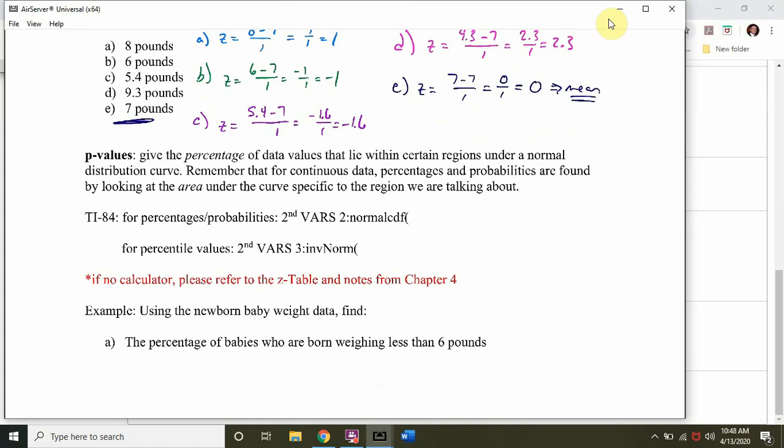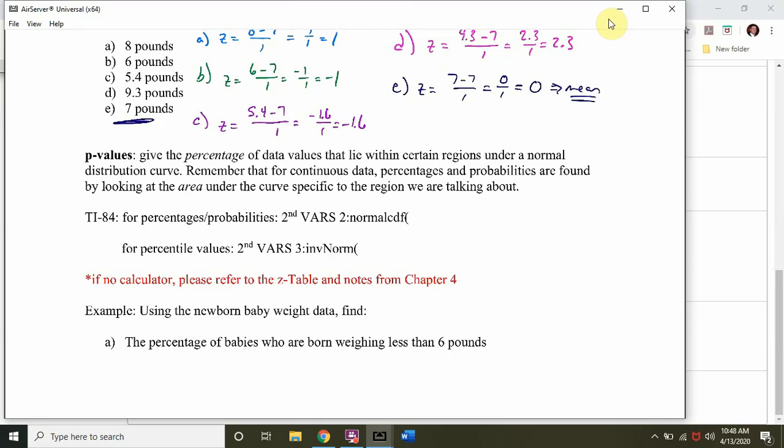P-values. Okay, so z-scores are the number of standard deviations a particular value lies above or below the mean. P-values give the percentage of data values that lie within a certain region under a normal distribution curve. Okay, so this is the actual percentages of data that are going to lie in certain regions. Remember that for continuous data, percentages and probabilities are found by looking at the area under the curve specific to the region we're talking about.